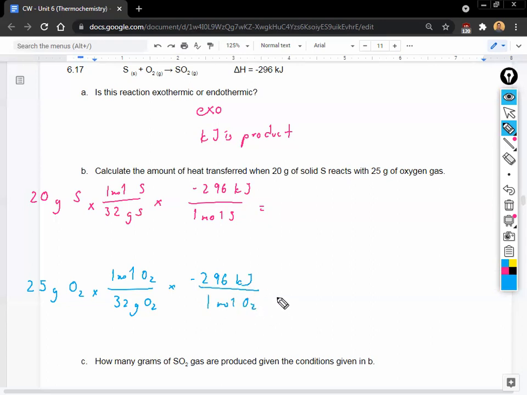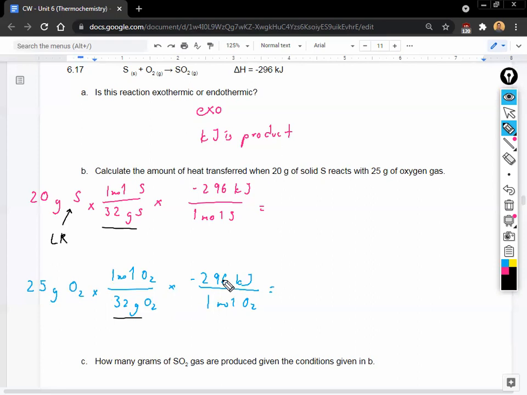Now, if you guys take a look at this, without even solving both of them, you can already tell which one is going to limit the reaction, right? Sulfur is going to limit the reaction because the molar mass is the same, 32 and 32, 296, 296. We know the smaller value is going to be the one that we use, right? So obviously sulfur is going to be the limiting reagent because it's small. 20 is smaller than 25. And so we know that this one is going to run out first.